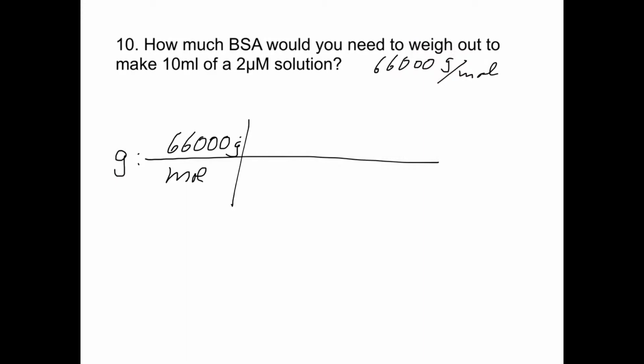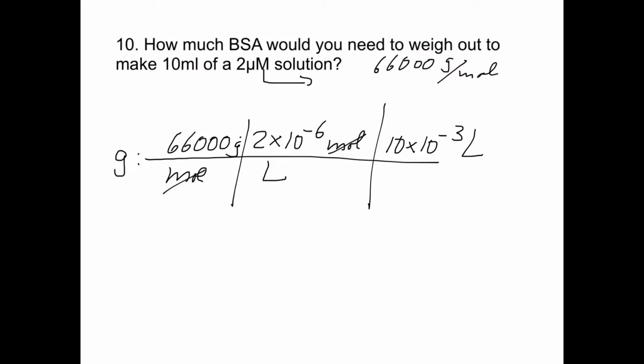Now the gram is good, but we want to get rid of the mole. So do we have mole somewhere? Yes, we have it here. We can write this as 2 times 10 to the minus 6 mole per liter. So the mole cancel out. We have the liter down here. We want to get rid of the liter. Do we have liters anywhere? Yes, we've got 10 milliliters. So we can write this as 10 times 10 to the minus 3 liters, and we say it cancels out.